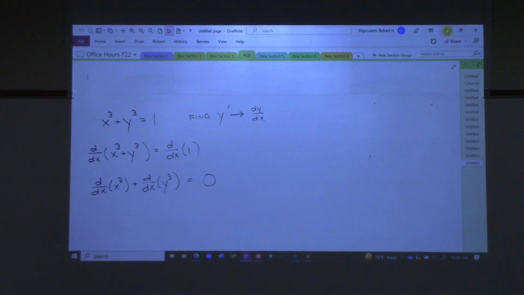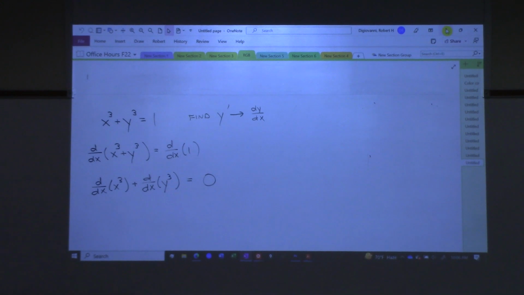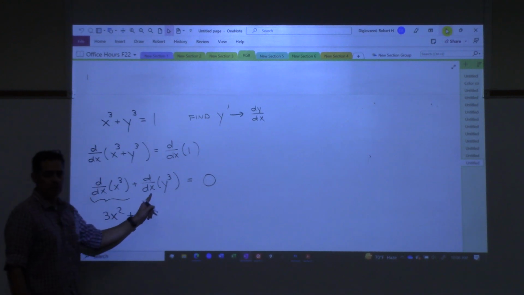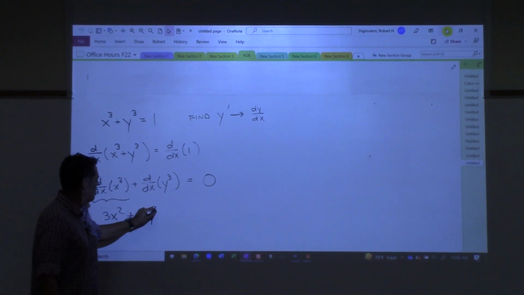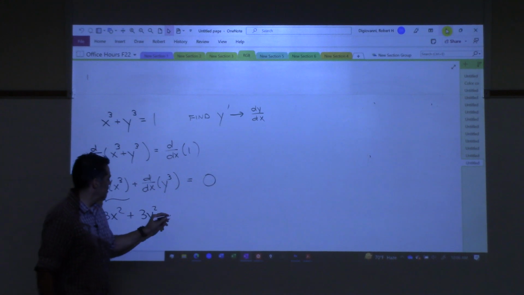All right, what's the derivative of that first one? 3x squared, right? You don't have to do the whole chain rule thing because you're differentiating with respect to x. It's just your traditional old derivative. 3x squared. This one, however, you have to worry because these aren't the same variables. So you first do your power rule, 3y squared. But then what would come next? dy dx, right? dy dx.